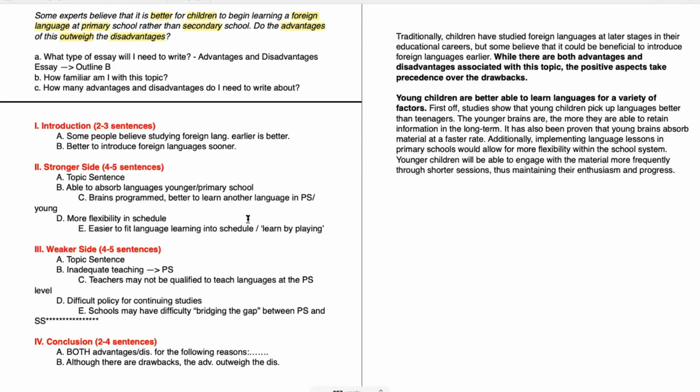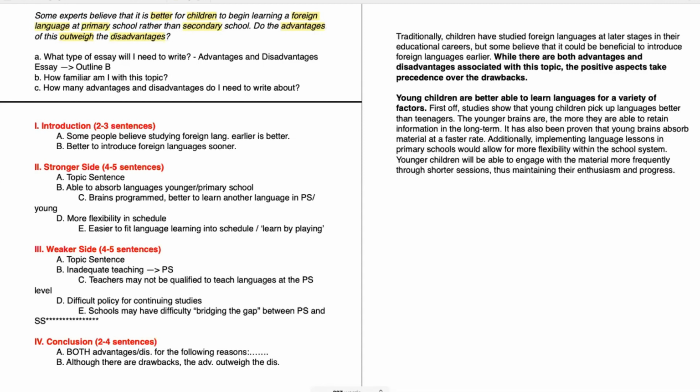I haven't necessarily used this phrase, learn by playing. It's just something that sparked my memory and something that I thought of in the outline stage. So don't be afraid to use different phrases or different words as you're writing as it comes to you. So that is my second paragraph. It's my stronger side. I've got my 2 explanations, my 2 examples. I think we're good to go.